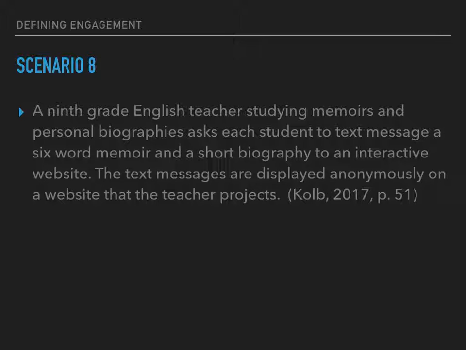Let's take a look at the questions and look at how the author answers these for us. First, does the technology allow students to focus on the assignment or activity with less distraction? So are we looking at time on task?